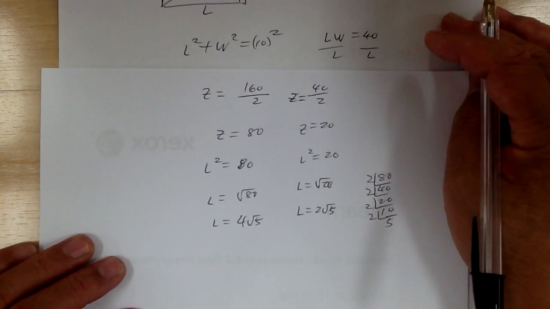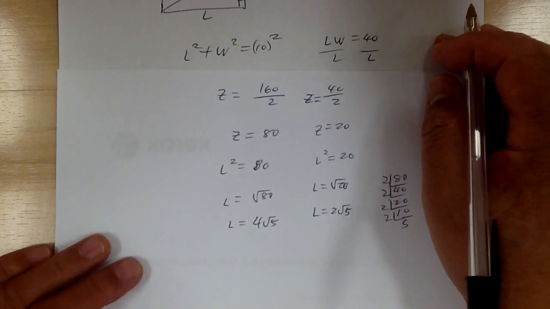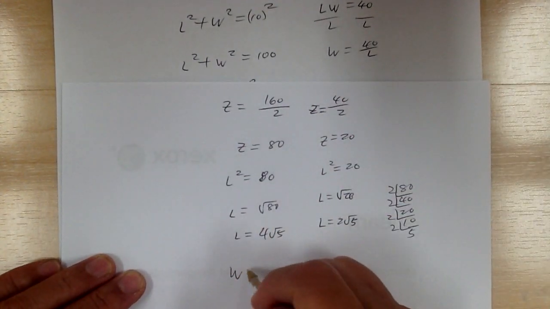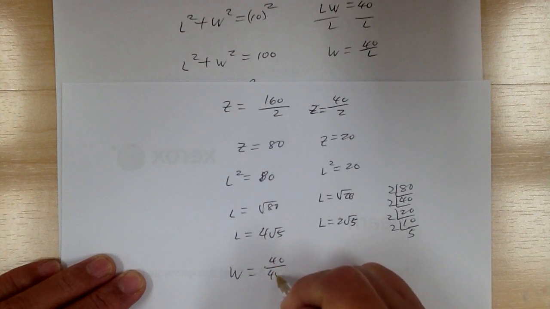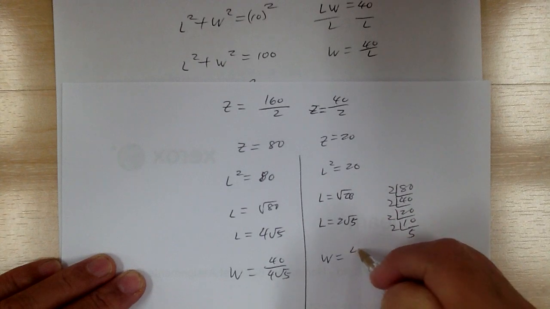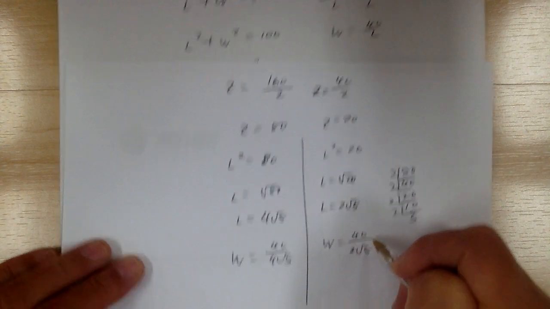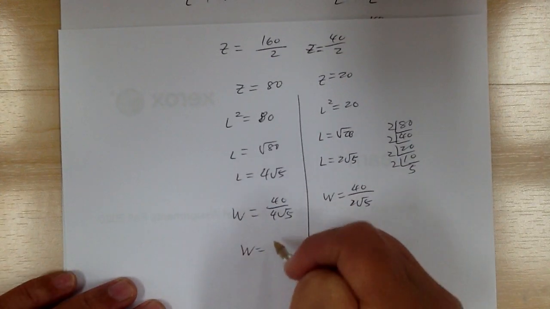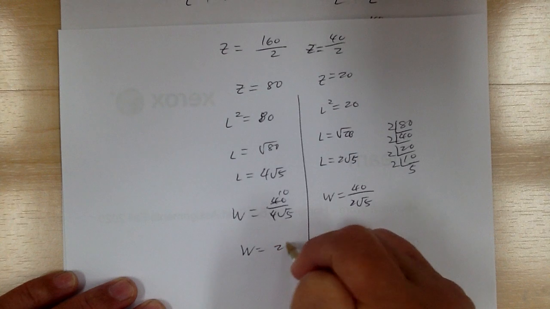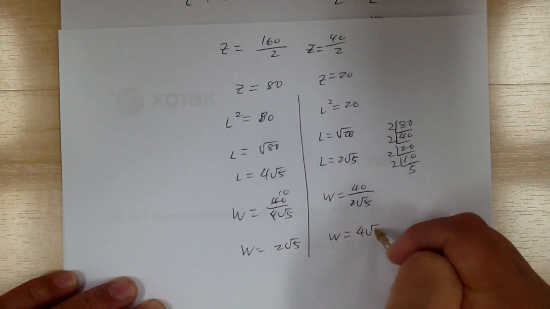So from here, W equal to 40 over L. So W equal to 40 over 4 square root of 5. So W equal to 40 over 2 square root of 5. And so you can cancel, and you're going to get W equal to 2 square root of 5. And for this one, W equal to 4 square root of 5.